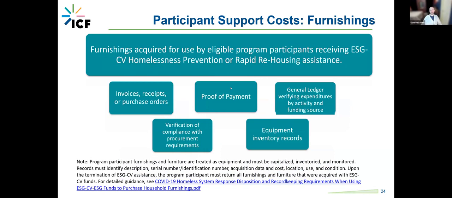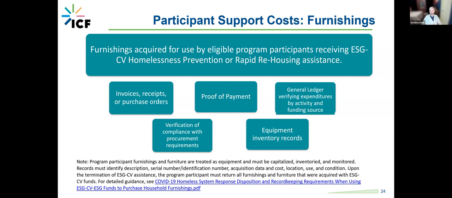All right, furnishings. So remember how earlier I said we were talking about furnishings not for participants? Well, now we're talking about it for participants. We're talking about furnishings acquired for use by eligible program participants receiving ESGCV homelessness prevention or rapid rehousing assistance. Note that this does not include street outreach or emergency shelter. You cannot buy, for example, furnishings for people who are living in an unsheltered location.